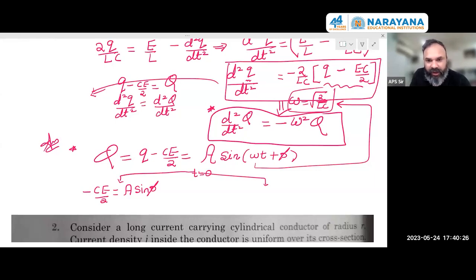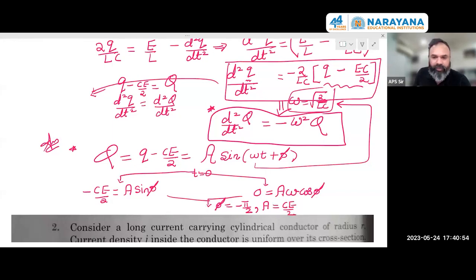Not only this, at t is equal to 0, the current through that capacitor was also 0. So if we take dq by dt, it is A omega, right? This term will be 0, cos of omega t plus phi, and at t is equal to 0, that was A omega cos phi, and that was also equal to 0. So from these two things, I'm just writing my solution. So phi comes out as minus pi by 2, right? And this amplitude comes out as CE by 2.